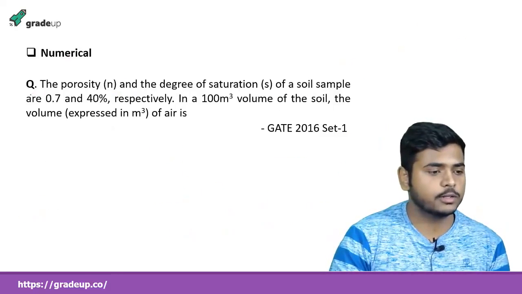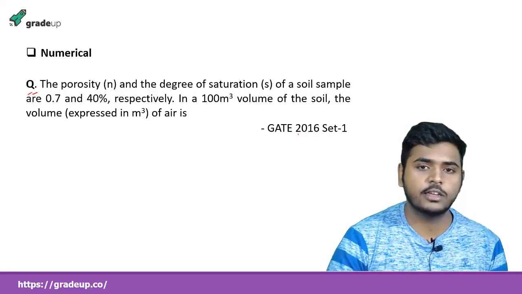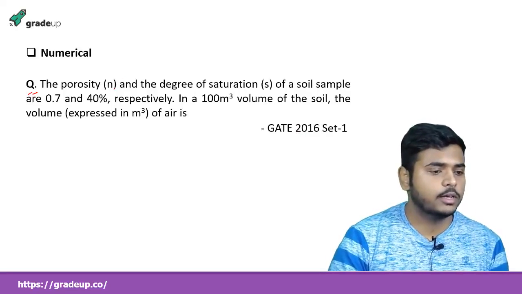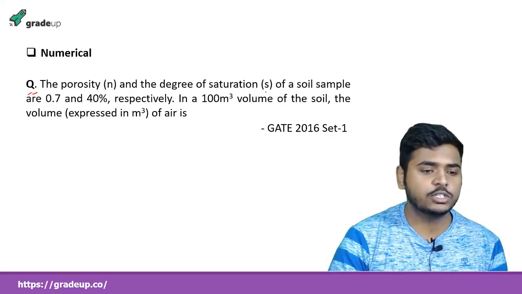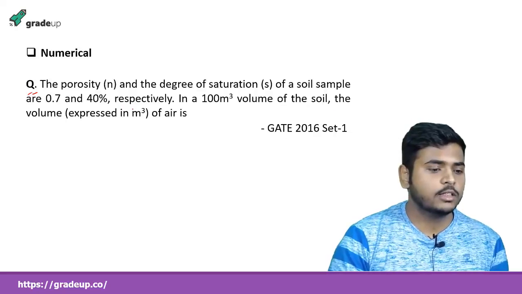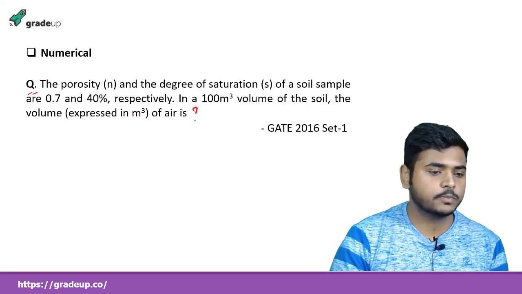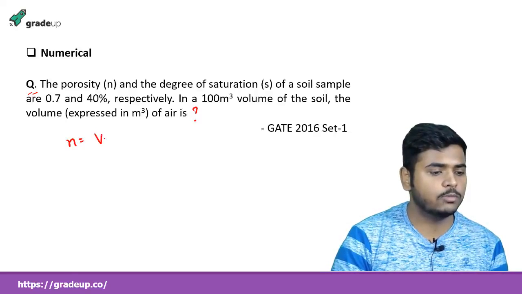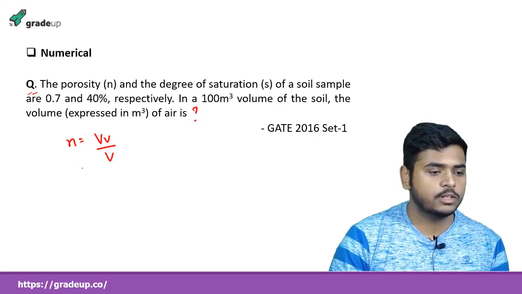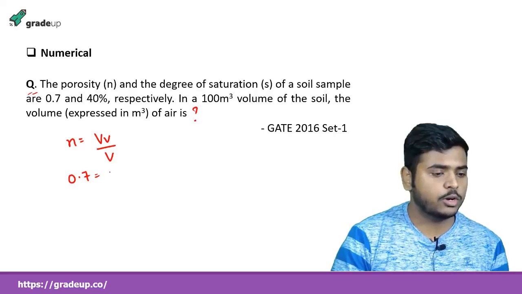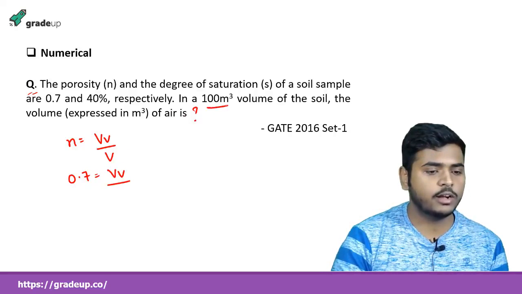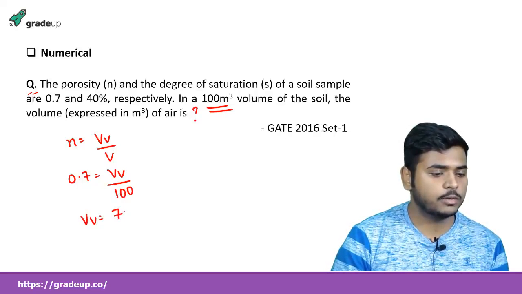Now coming to the next numerical. This was asked in GATE in the year 2016 in set 1. The porosity n and the degree of saturation S of the soil sample are 0.7 and 40% respectively. In a 100 meter cube volume of the soil, the volume of air expressed in meter cube is. Now coming to the basic definition of porosity. n is equal to volume of void to the total volume. This is given as 0.7 is equal to volume of void, and the total volume it is given 100 meter cube. So this volume of void comes 70 meter cube.